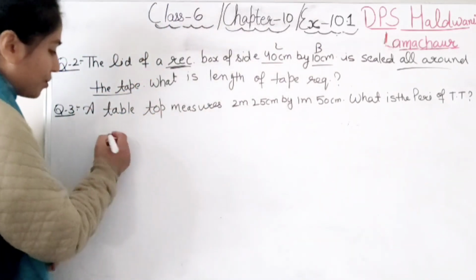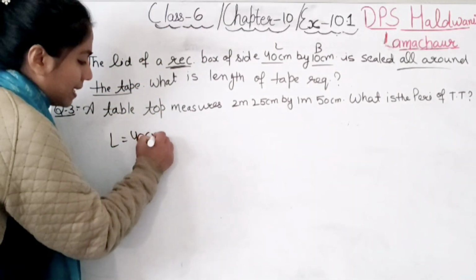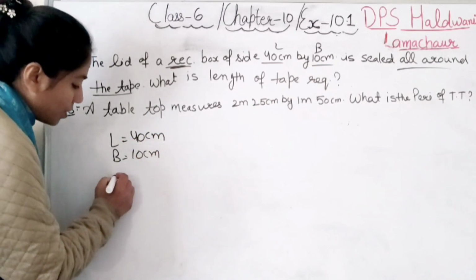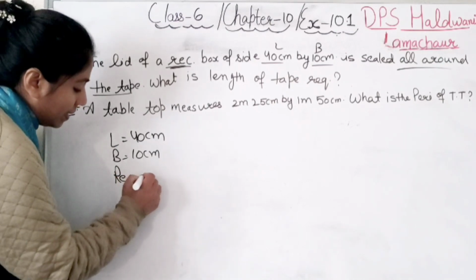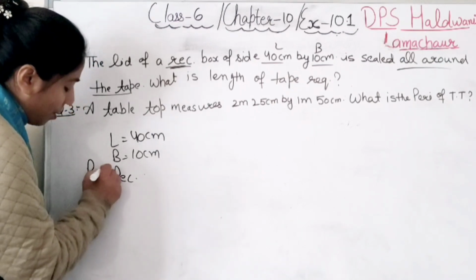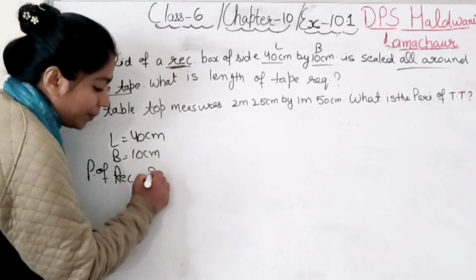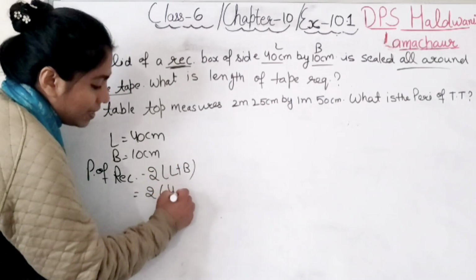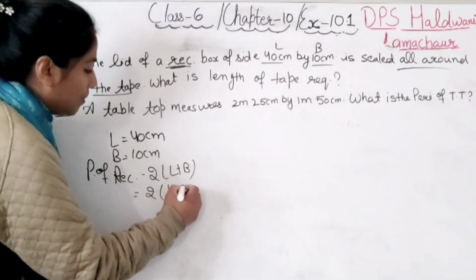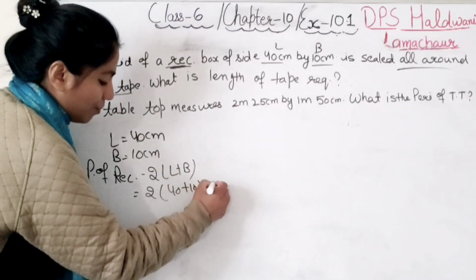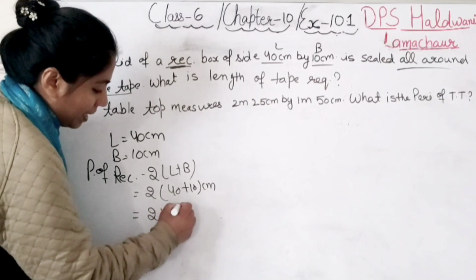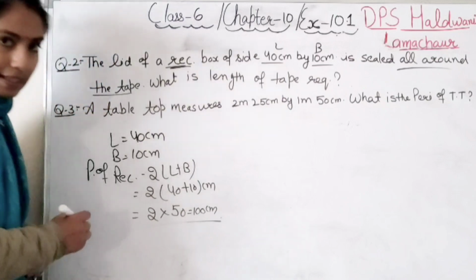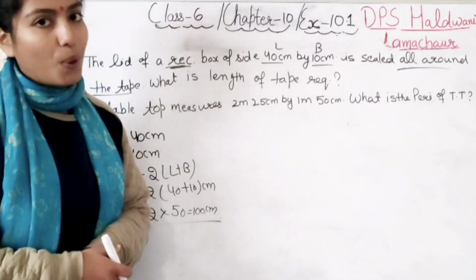Right? So let's start. First of all, the length is given to you: 40 centimeter. Breadth is given to you: 10 centimeter. So the rectangle perimeter will be, perimeter of rectangle is 2 into (L plus B). Everyone knows. Just put the formula and put the values into it. So 40 plus 10, 50. 2 fifties are 100. It means 100 centimeter is the length of the tape which is required.